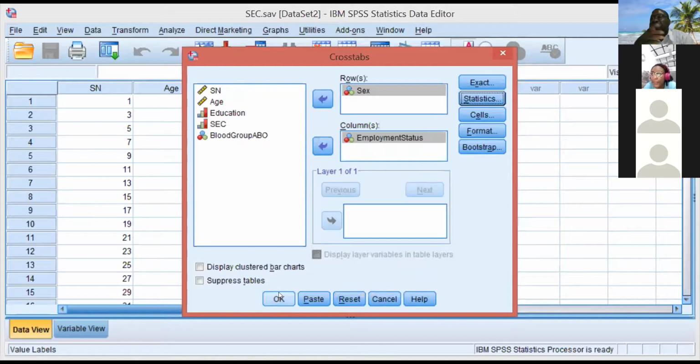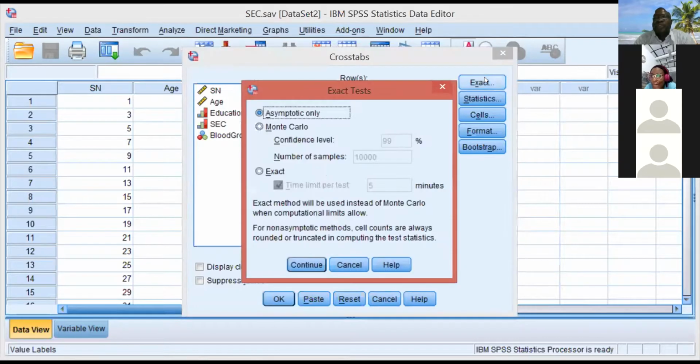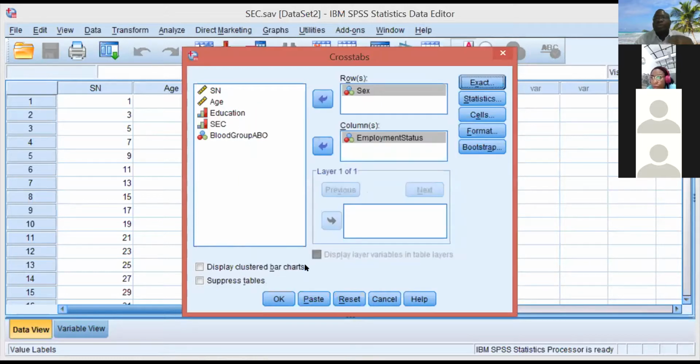You can first of all click on it. Also click on exact. When you click on exact, this is where you calculate your Fisher exact. By default, you see asymptotic. Then you see Monte Carlo. You see exact. Click on exact now. Then click on continue. So can you see, Dr. Raymond? This is where you get exact.